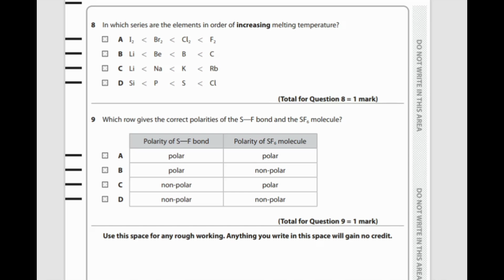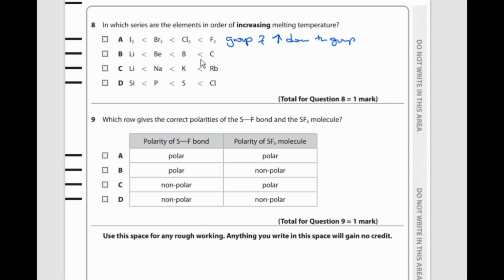Question 8. In which series are the elements in order of increasing melting point? For the first one, we are dealing with group 7. And for group 7, we need to know that the melting point increases down the group.